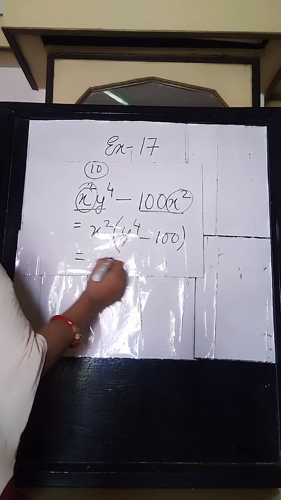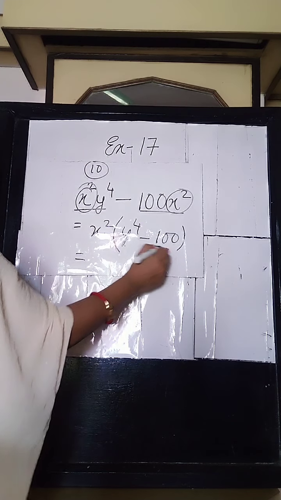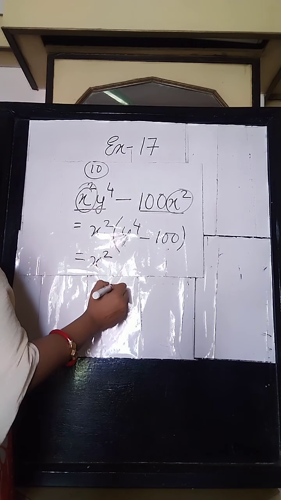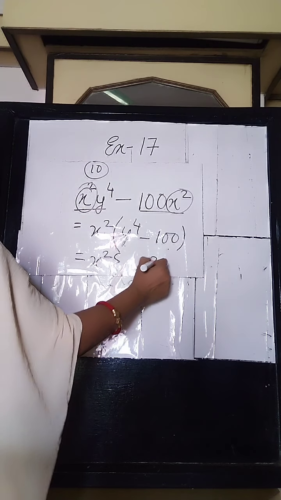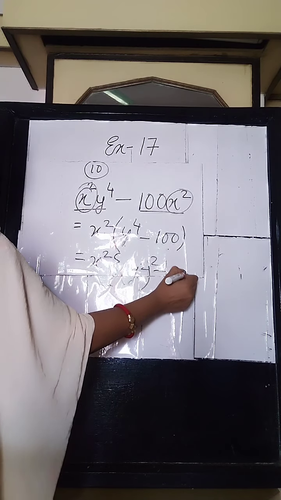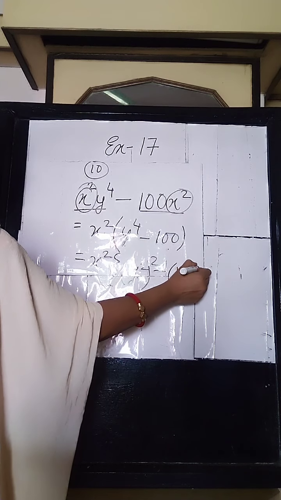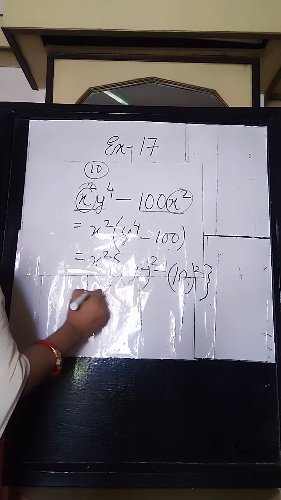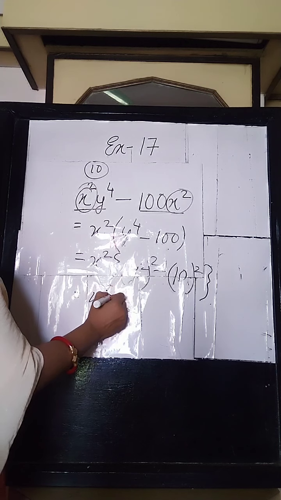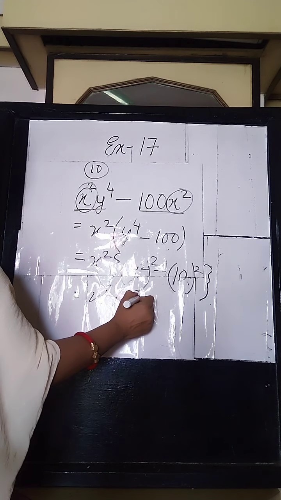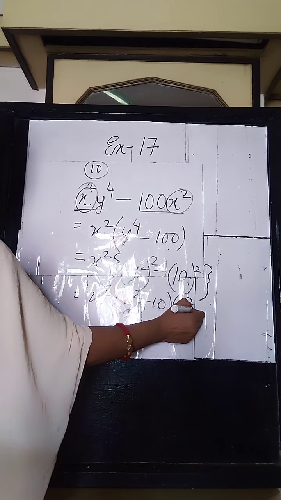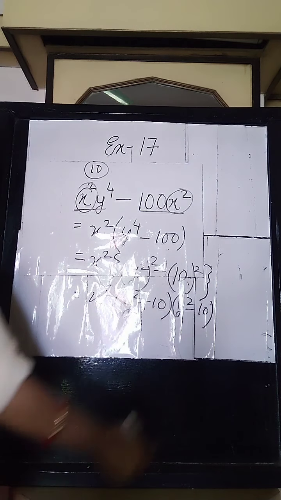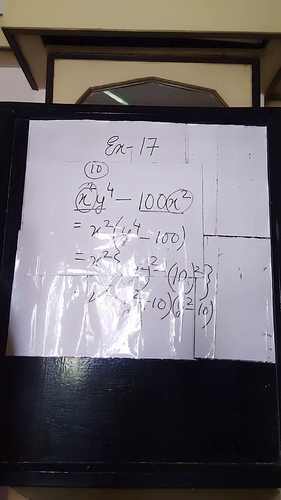Now we will take the square root of y to the power 4 and 100 individually. Then what are we going to get? We are going to get y square whole square minus 10 whole square. So x square, here we will write y square plus 10 and here we will write y square minus 10. Thus the sum is over.